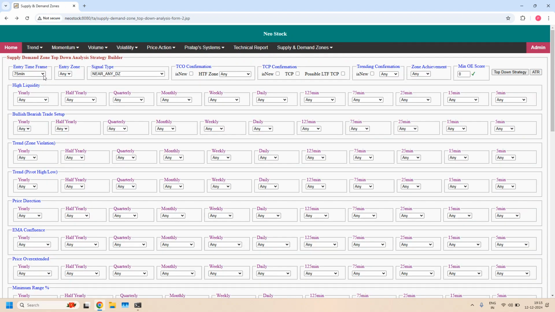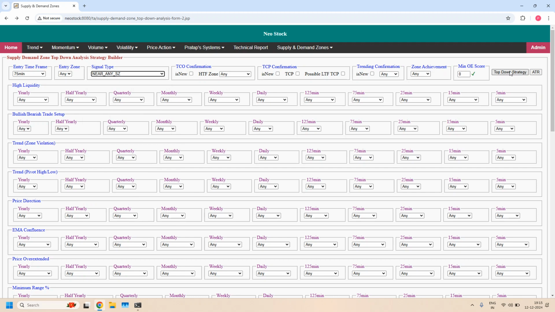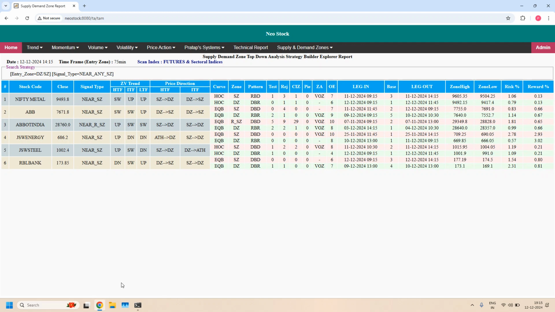Okay, next 75 minutes time frame. Price near 75 minutes supply zone. 6 stocks are filtered. Let us identify high liquidity supply zones from this list. Aarti India is having a high liquidity supply zone, 75-minute supply zone. That's it. We don't have any other valid 75-minute supply zones. So we identified one high liquidity 75-minute supply zone from this list.